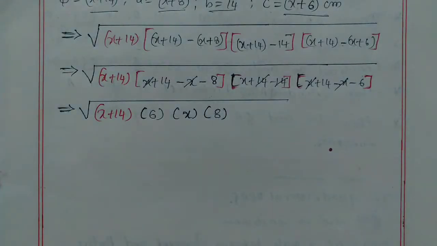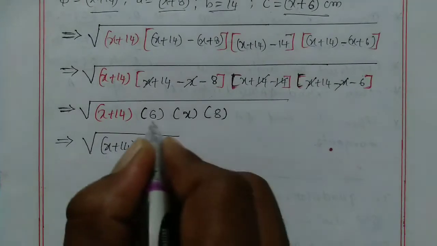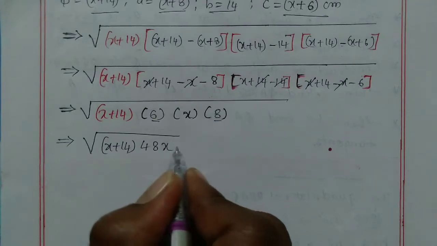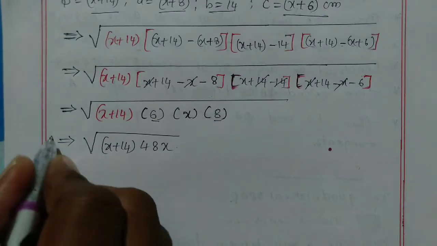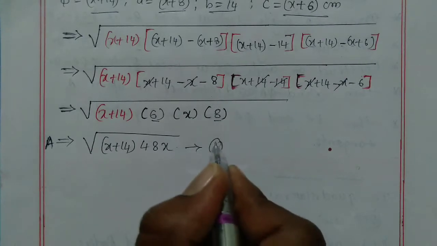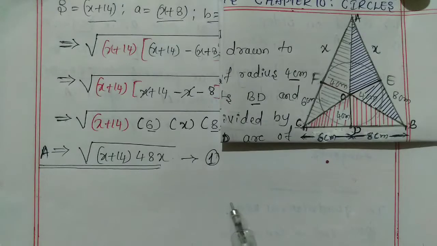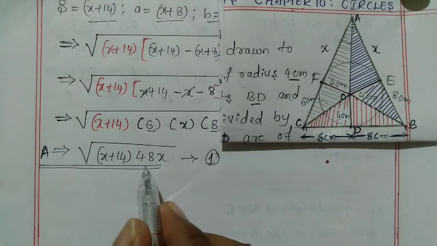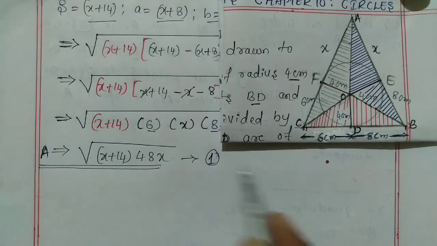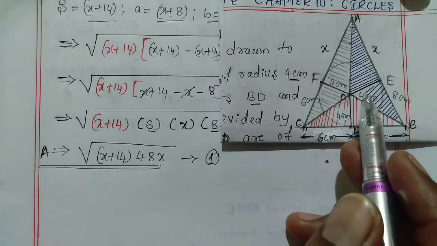So next x plus 14 as it is, next 6 8s are 48 into x. I will call this one area of triangle ABC, equation 1. So we got here area of triangle ABC with the help of Heron's formula. Next I will find once again area of this triangle in a different way.